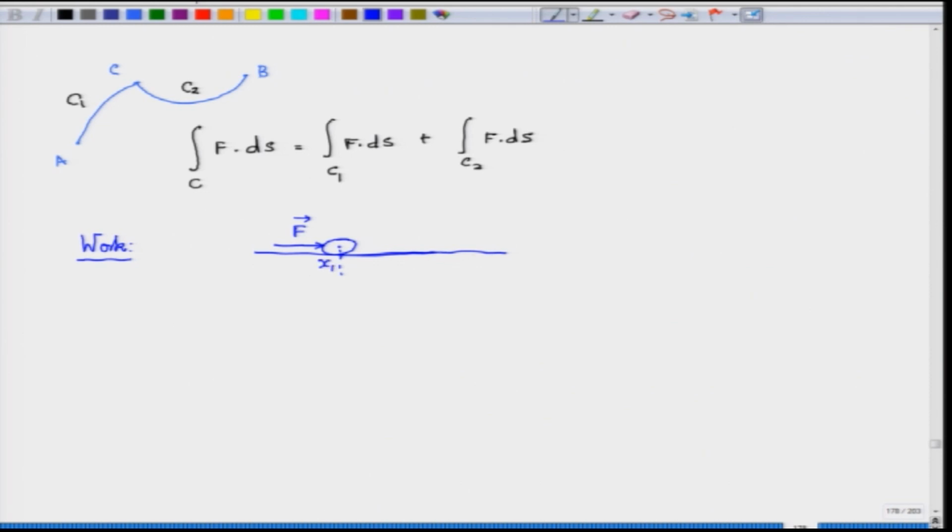and it starts from a position x1 and reaches a position x2 along the real line, right. Then the work done is simply the magnitude of the force times the distance that is travelled, that is work done.